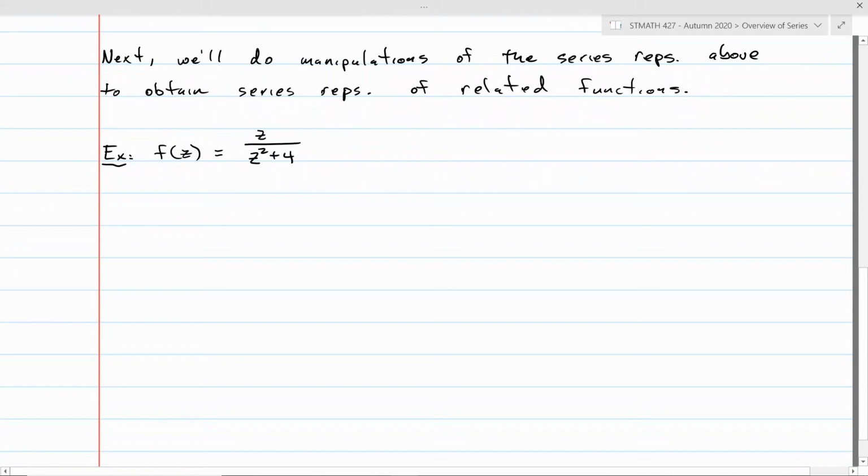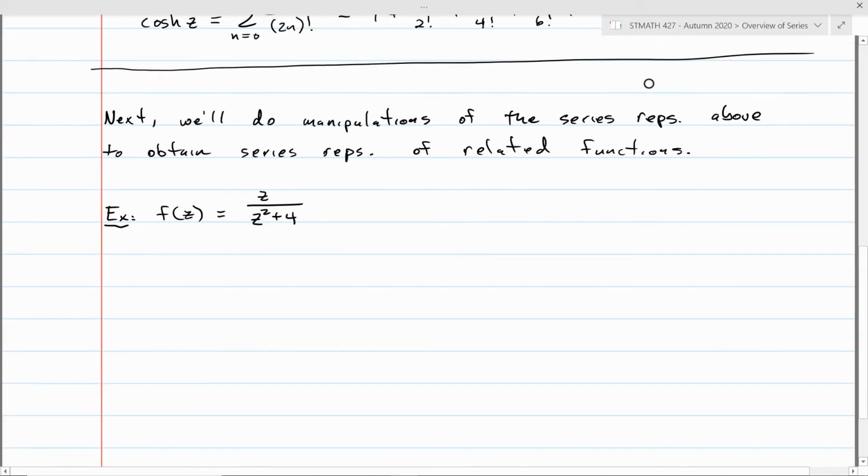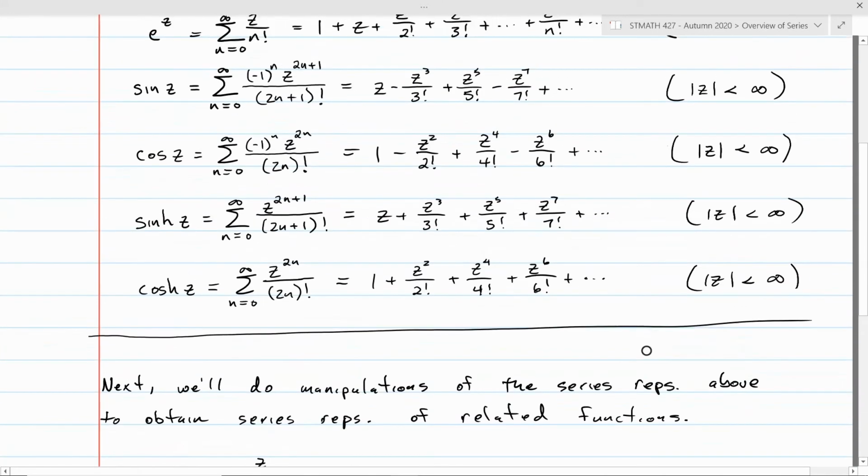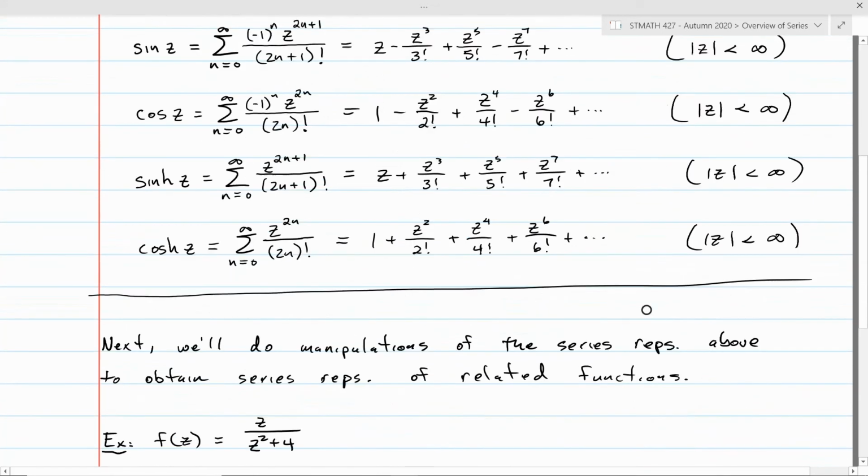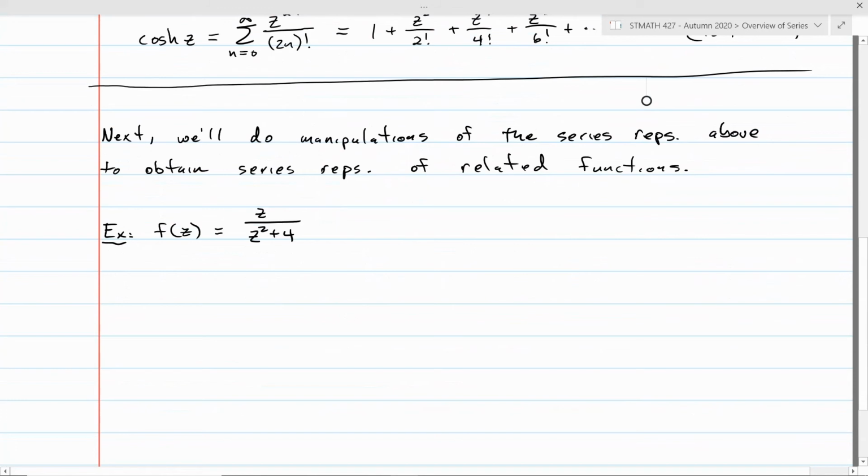So the sort of techniques that we'll do here are exactly like what you might have done back in your calculus class. Of the series representations that I have above, that one seems most related to the one for 1 over 1 minus z. So I think I'll try to manipulate it so that it looks like that series.